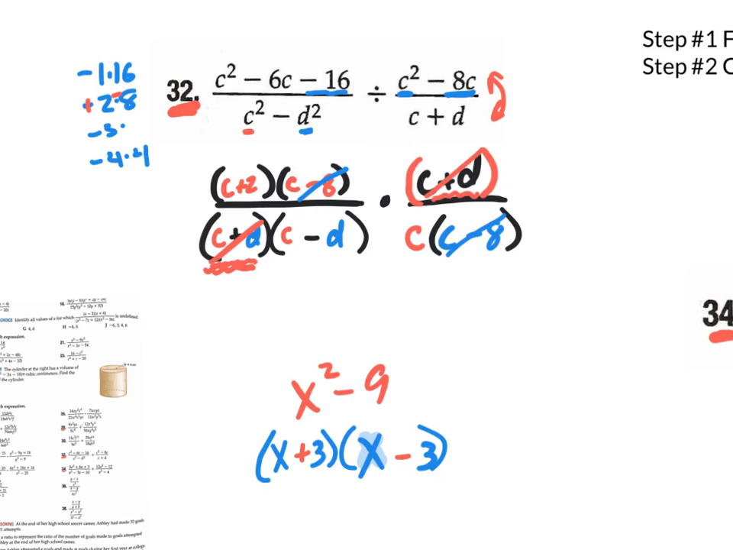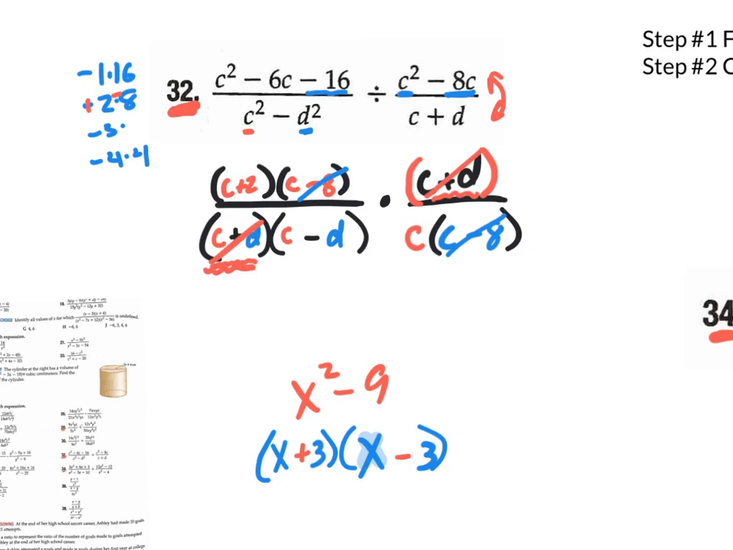Is there anything else that could cancel? The answer is no. We have a c plus 2, and this is not a c plus 2. If you're thinking, well, I could cancel that c with that c, no, you can't, because there's a plus 2 and there's a minus d. It has to be the entire binomial. You have to have multiplication in order for you to cancel, okay? So this is our answer.